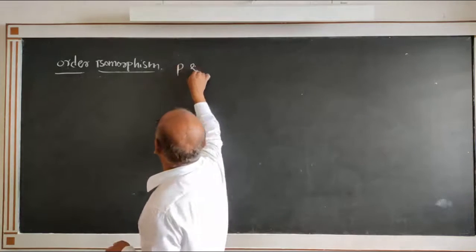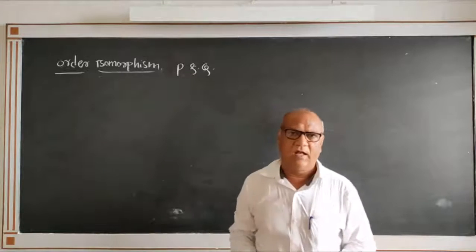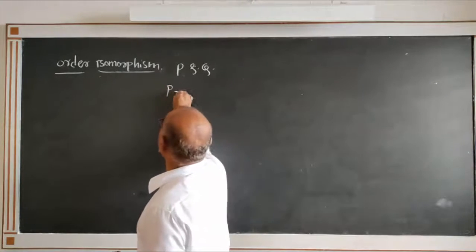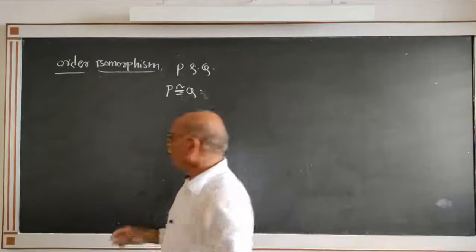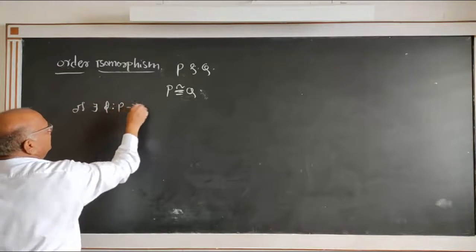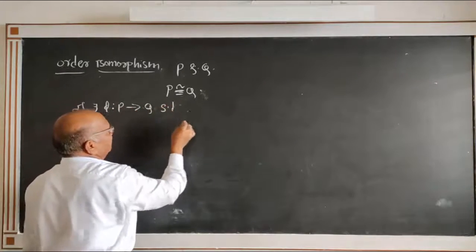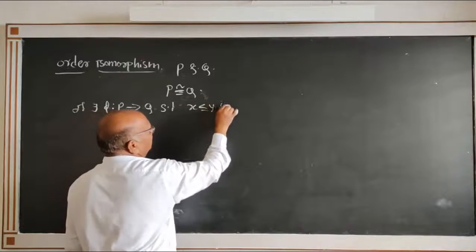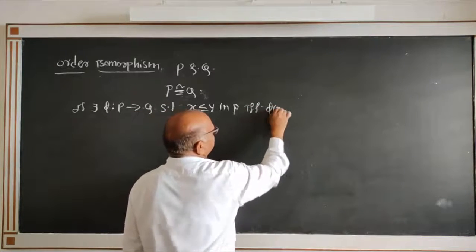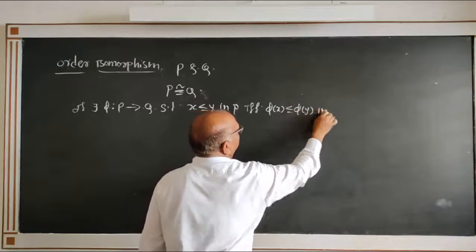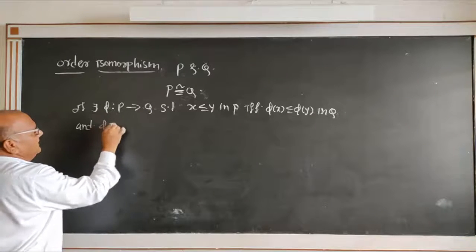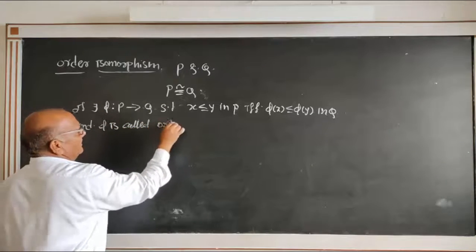We say that P and Q, two ordered sets, are order isomorphic, and write P isomorphic to Q, if there exists a map phi from P to Q such that x related to y in P if and only if phi of x related to phi of y in Q, and phi is called an order isomorphic map.